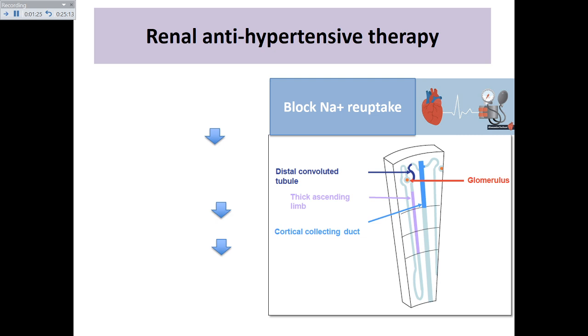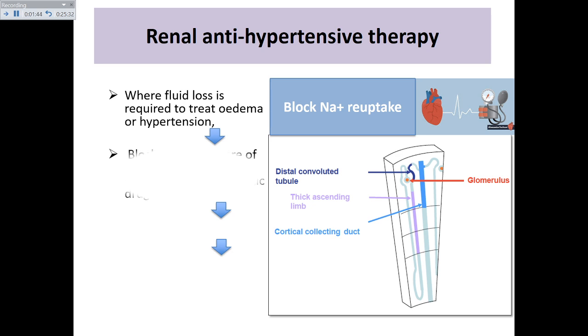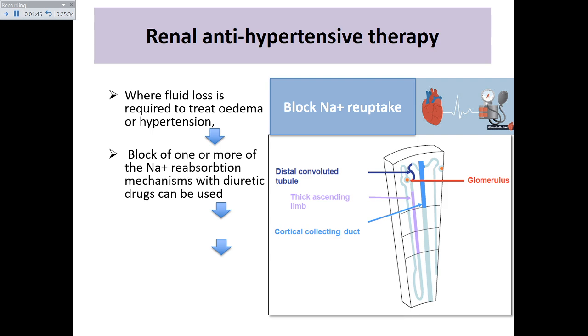The urine output increases. So we have conditions like edema, which is accumulation of fluid in the tissue of the body, and also hypertension. In these two conditions we need what? We need to decrease the fluid in the body.